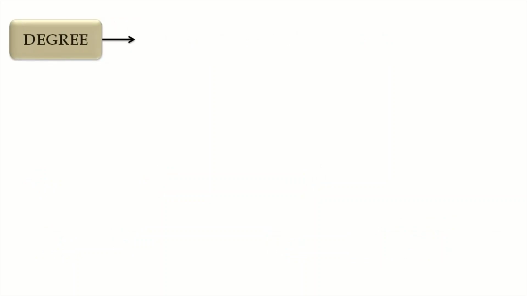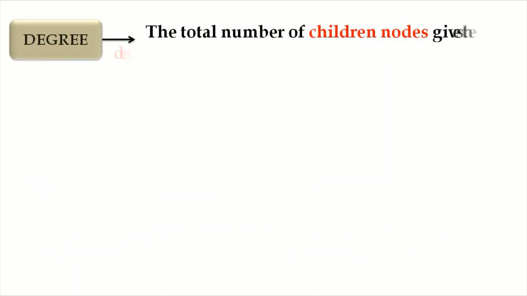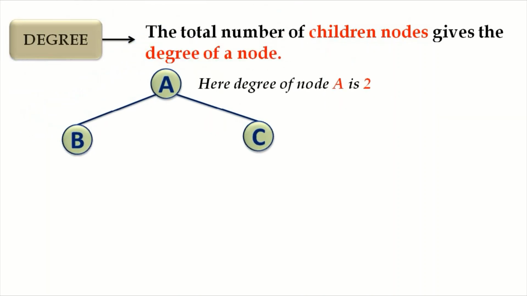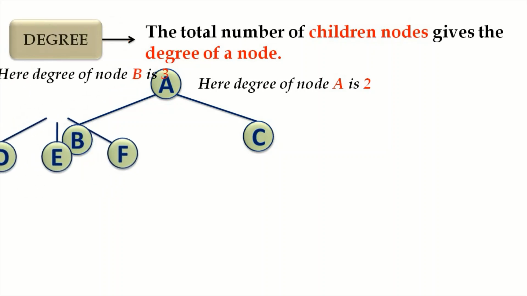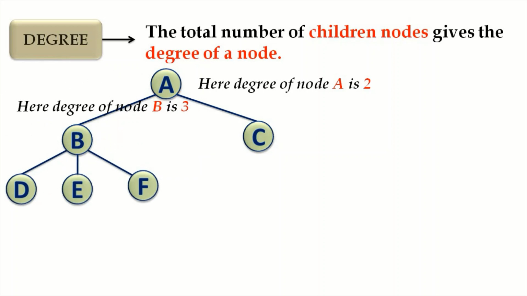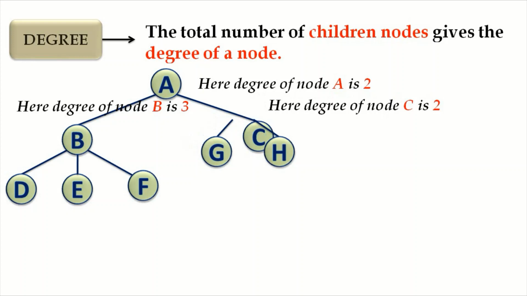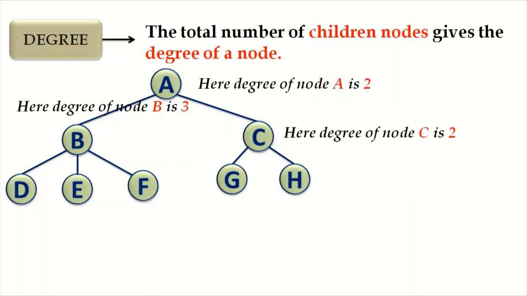Next, degree. The total number of child nodes gives the degree of a node. So let us identify the degree of each node. Here A is a root node with two children B and C. So the degree of node A is 2. B is a node with three children D, E, F. Here the degree of B is 3. C is a node with two children G and H. So the degree of C is 2.